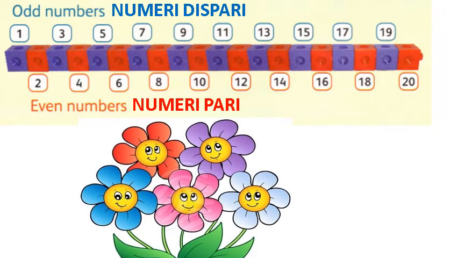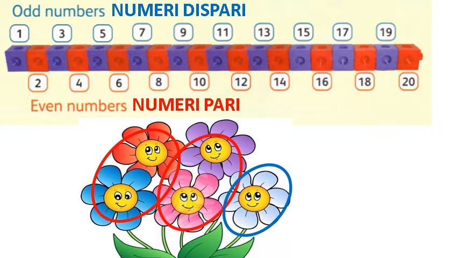Now let's take a look at these flowers. Let's count in 2s again. 2, 4. Oh, look, we've got 1 all by itself. This means, of course, it's odd. Great job.